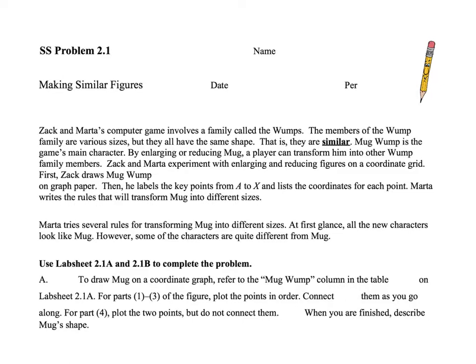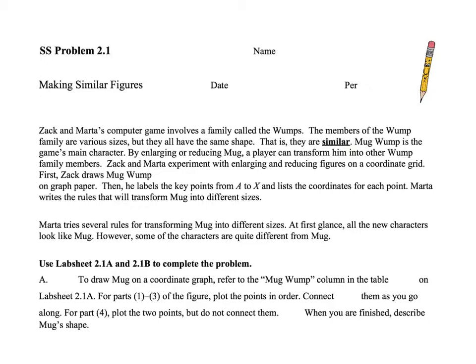Okay, for this problem, what we're doing is we are going to be making some similar figures. Zach and Marta's computer game involves a family called the Wumps. The members of the Wump family are various sizes, but they all have the same shape. That is, they are similar. Remember that term, similar. Mugwump is the game's main character.